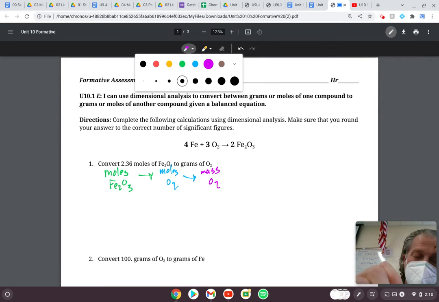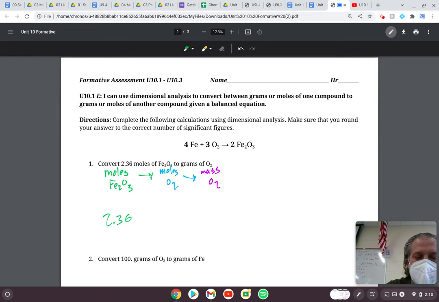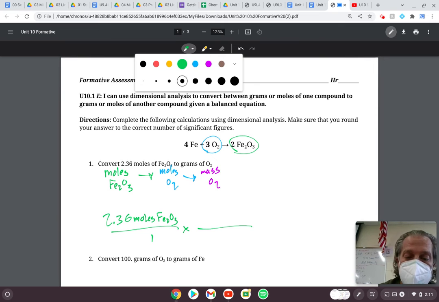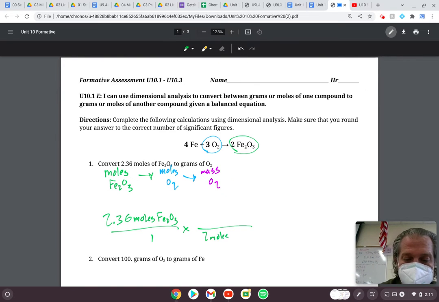And so we need our mole ratio first, but we're going to take our given, which is 2.36 moles of Fe2O3 and put it over 1. And when we go mole to mole, we need to use the mole ratio. And the mole ratio here, we are comparing Fe2O3 to O2. So the ratio is 3 to 2 or 2 to 3. I am going to put the 2 moles of Fe2O3 on the bottom and the 3 moles of O2 on the top.